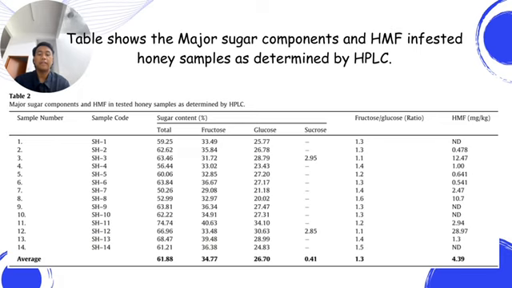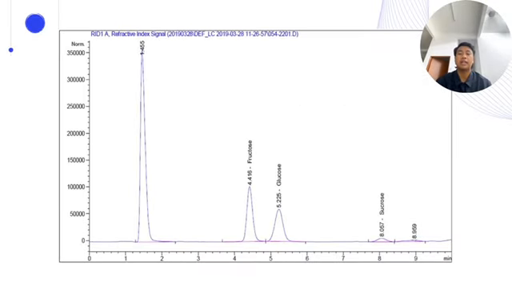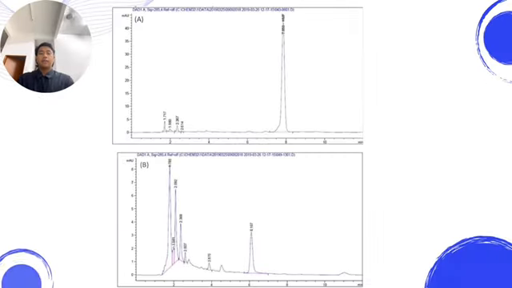The total sugars in the 14 honey samples were analyzed and found in a range of 50.26 gram to 74.74 gram per 100 gram of honey. This graph represents the HPLC chromatogram of sucrose, glucose, and fructose. This graph represents the HPLC chromatogram of A, sample containing HMF, and B, sample without HMF.